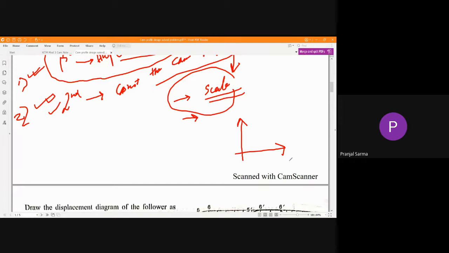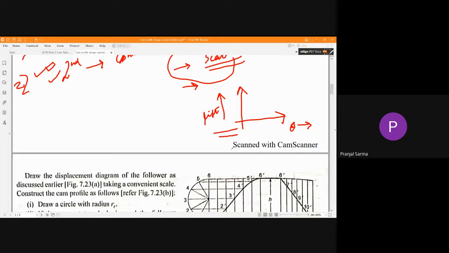Along x we consider the cam angular displacement theta, and along y, that is the lift, ultimately the displacement of the follower. Now what we are interested in is getting that particular case. For that we already have the maximum lift, h, which is already given.